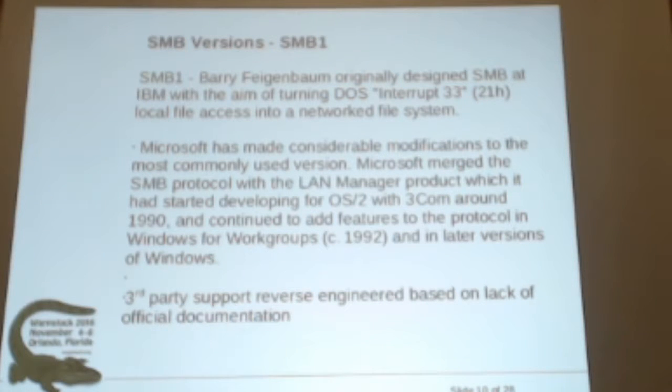They also added features to the protocol in Windows for Workgroups circa 1992 and later versions of Windows. So I guess originally you had to have a LAN Manager server or LAN Server type product, and with Windows for Workgroups and subsequently OS/2 Connect, that ability to share files between clients in a home network environment became very easy and very cheap, because there were no licensing fees or anything like that. One of the important notes on SMB1 is that any implementations that do exist have basically been reverse engineered, because there is a lack of official documentation that defines how that protocol works.